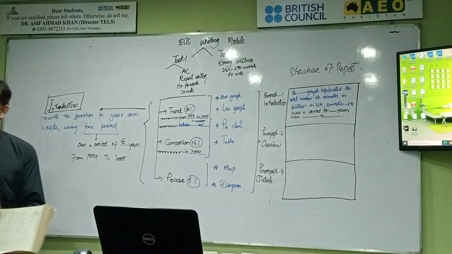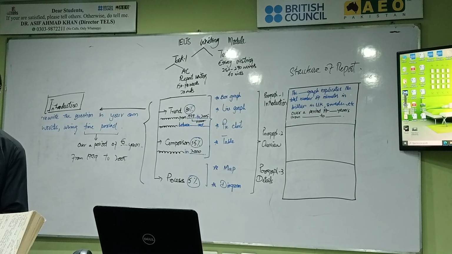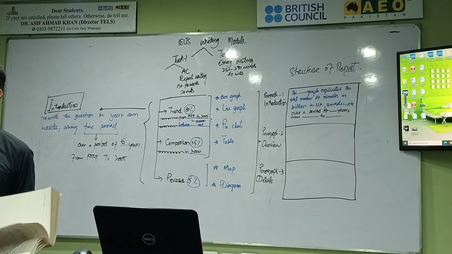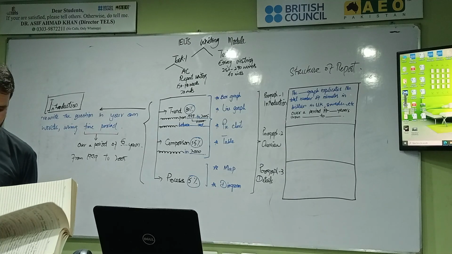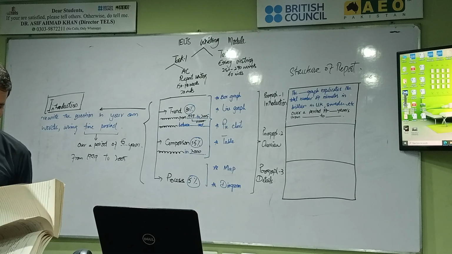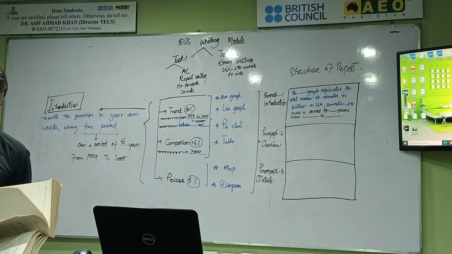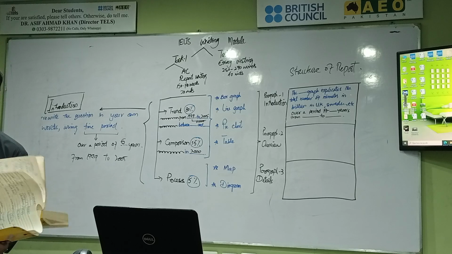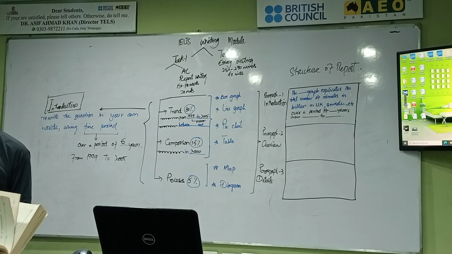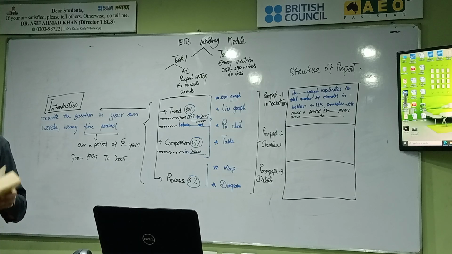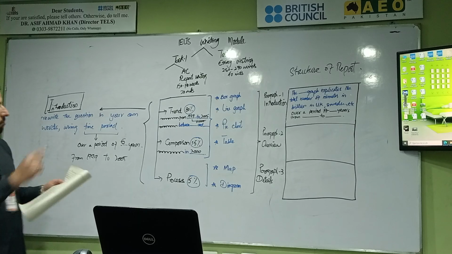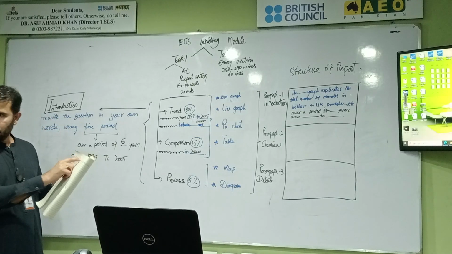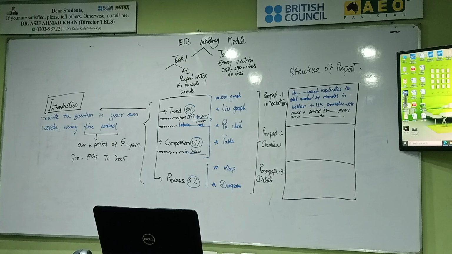You can write on the blank pages also, or you can use these pages also. How many pages will you pick? 6. 1, 2, 3, 4, 5 and 6. You will clear these 6 pages. Got it? On each page you will give the name: bar graph, line graph, pie chart, table, map and diagram. You will write here.